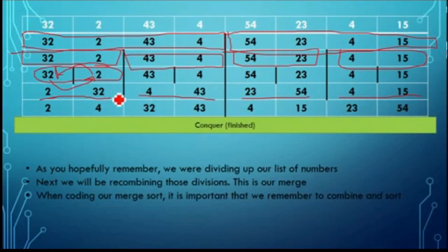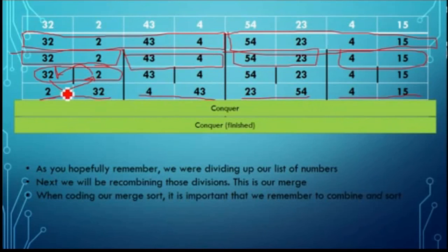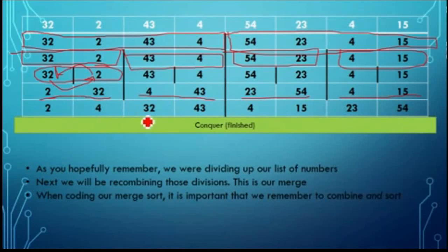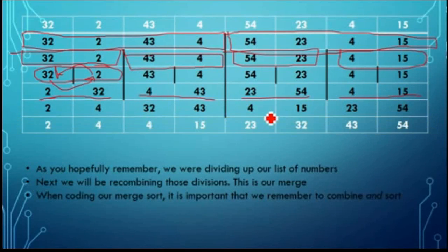Next, it'll merge these 2 together. It'll go ahead and sort those, probably with insertion sort. Does an insertion sort on these 2. These 2, these 2, these 2. Does a sort on these 4 and these 4. And does a sort on the full 8.